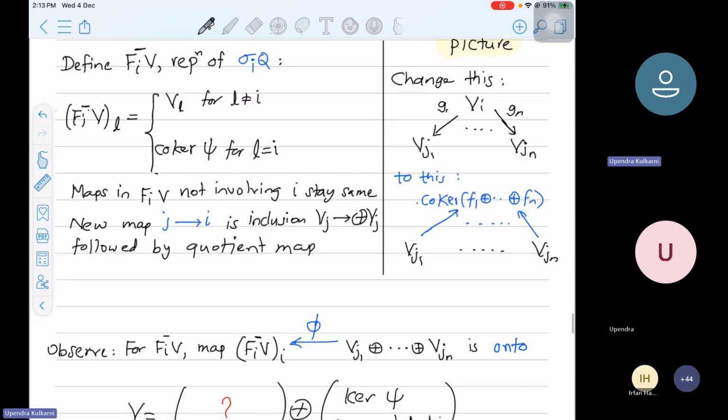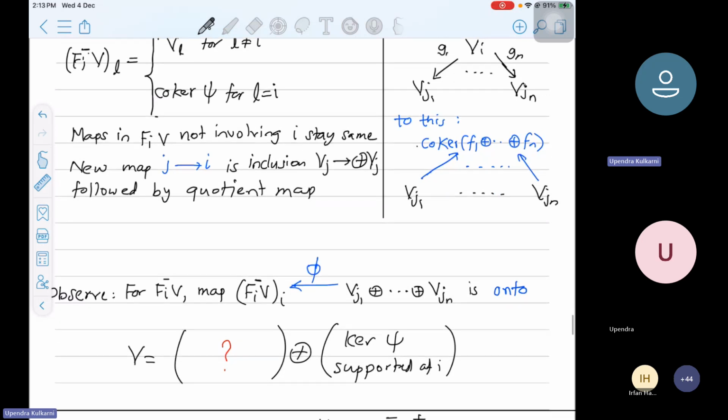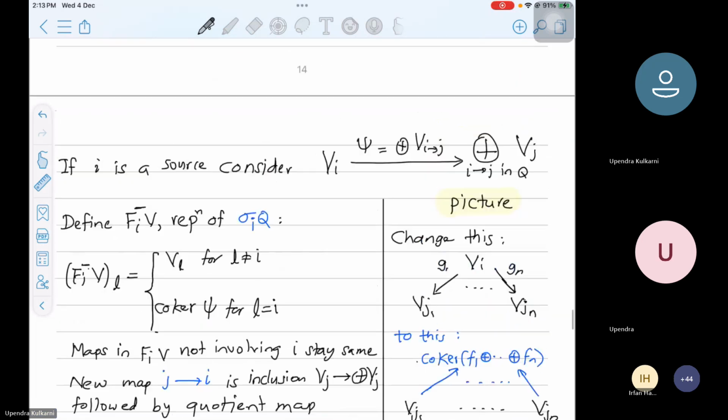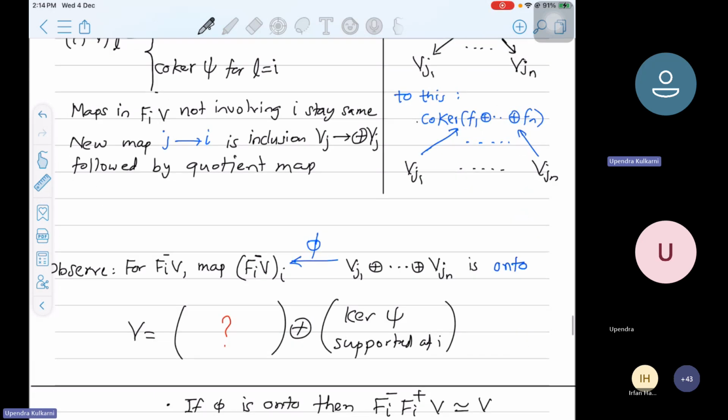Okay, so let's see the parallel situation. What we are going to have is, once again, in the original representation, if the map from Vi to the direct sum of all of its neighbors is not injective, then just like before, we can split off the kernel of this map as a direct summand of the original representation, where I put zeros on all the other slopes. Okay, so that's what I've written over here.